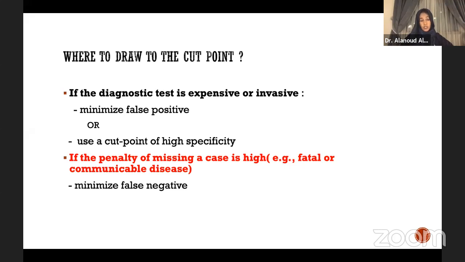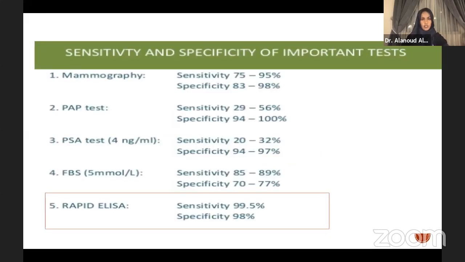So if the penalty of missing the disease is high, I want a very sensitive test that can minimize false negatives. False negatives here account for more than false positives, okay? When the disease is fatal, it's exactly the same thing that applies with cancer. When I test for cancer, when I screen, the penalty of missing a patient with cancer is way higher than the penalty of mistakenly labeling a patient as having cancer when he doesn't, okay? So we need high sensitivity.